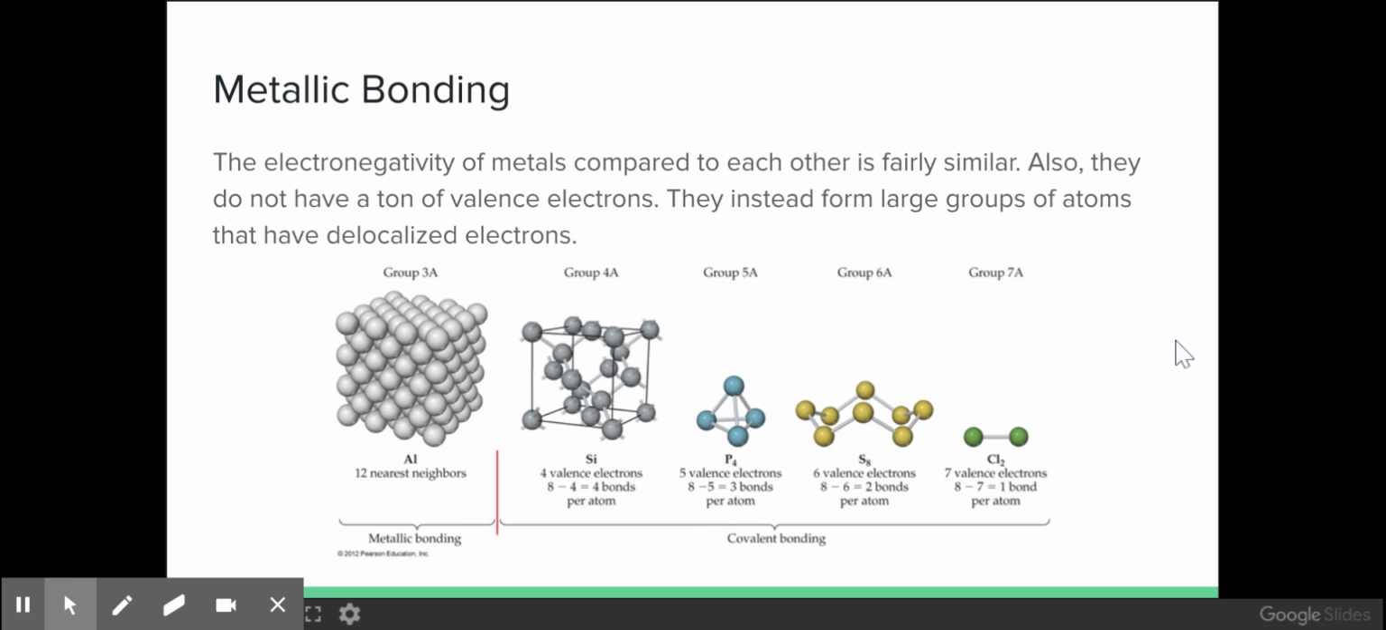In metallic bonds, the metals pass their electrons to each other because the metal atoms have very low electronegativities and aren't really attracted to the electrons in the first place. They form large groups of delocalized electrons in a crystal lattice compared to other structures of other groups of elements.